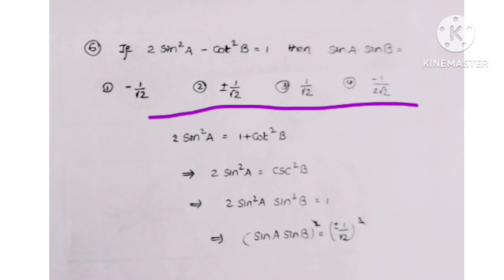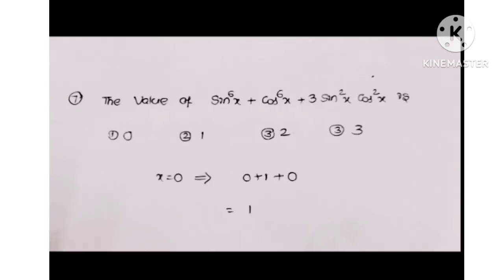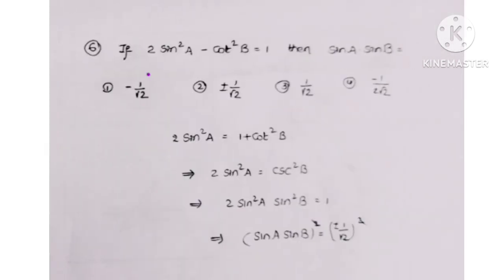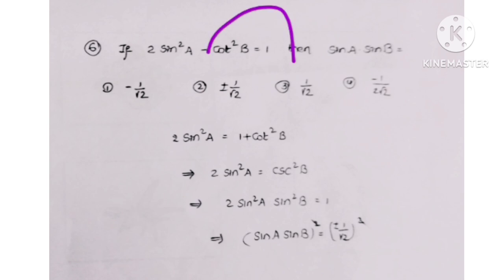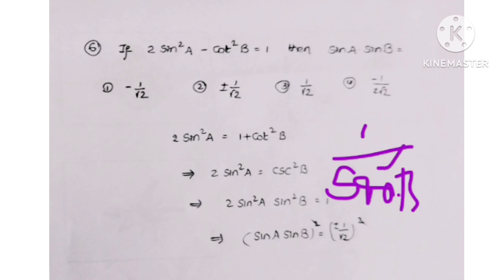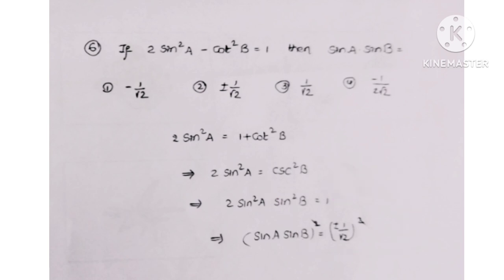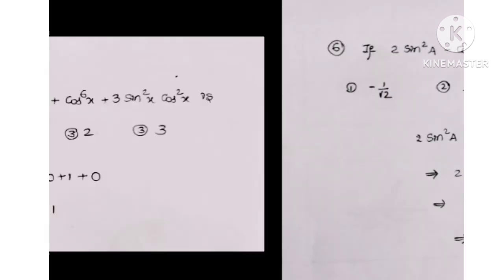Okay, let us check the answer. First I am taking the given equation, 2 sin square a minus cos square b is equal to 1, which means 2 sin square a is equal to 1 plus cos square b. Writing this minus cos square b to this side, it becomes 1 plus cos square b, and 1 plus cos square b is equal to cosecant square b, and cosecant square b is equal to 1 by sin square b. This is the reciprocal of the sine function. Understand?